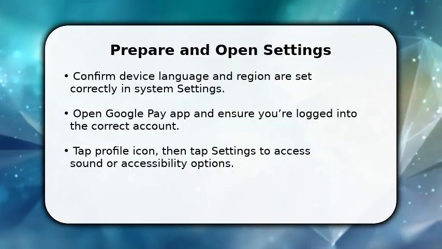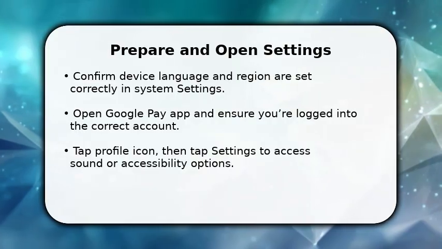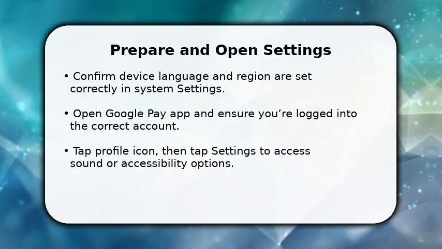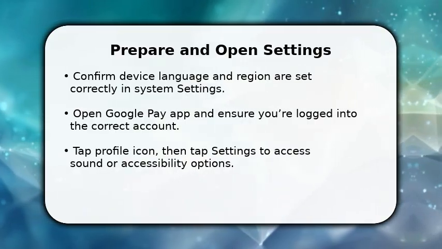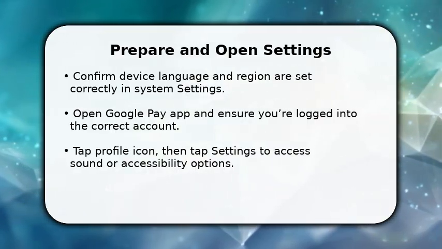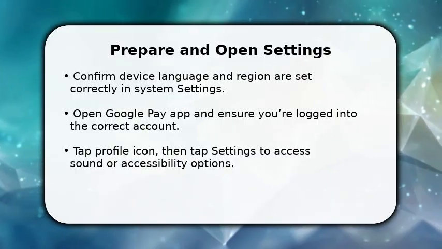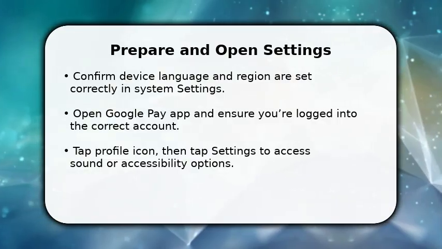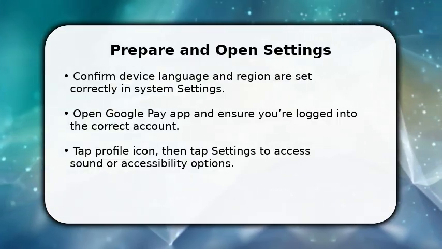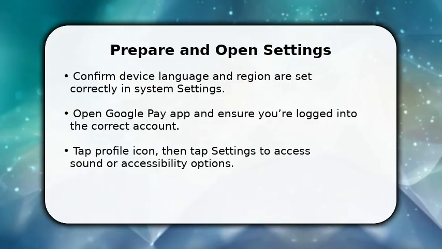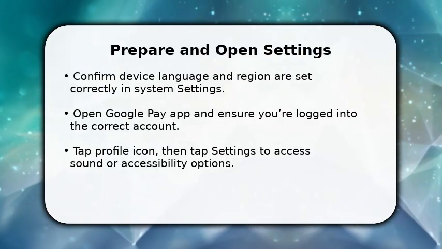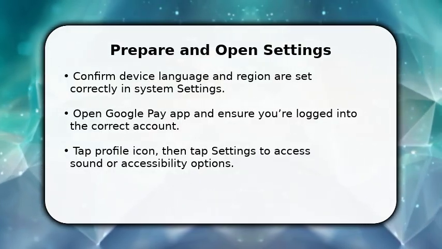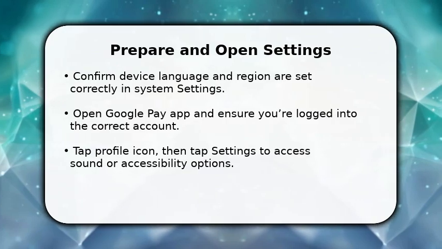You start by confirming prerequisites: device, language, and region match the language you want for Google Pay prompts. Once done, open the Google Pay app and make sure you're signed into the account that uses the sound box. Tap your profile icon in the top right, then immediately tap Settings to access payment and notification preferences. This first action gets you to the menus where sound and accessibility options live. It's the critical doorway to change the spoken language behavior.